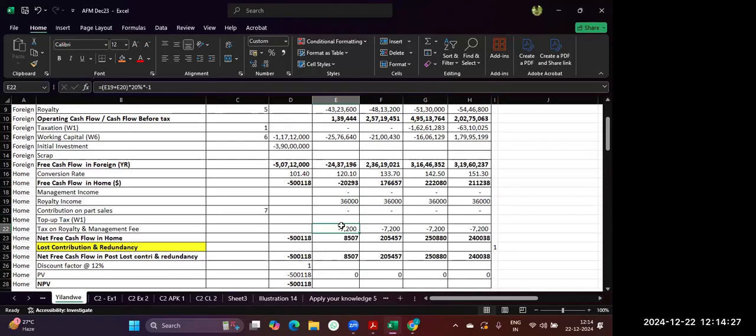Now, what is the tax rate in US and what is the tax rate in Yelandway? 20% in US, 40% in Yelandway. Will I have to pay any top-up tax? No, because I already paid 40%. If I would have paid less than 20%, then I would have had to pay the differential. Correct? Yes or no? Yes, sir.